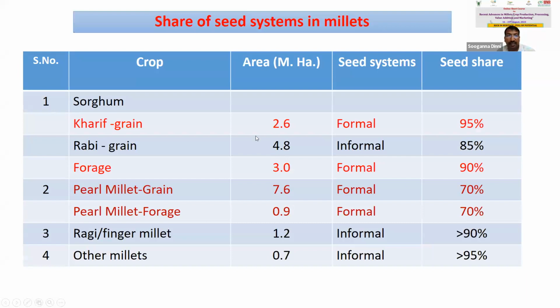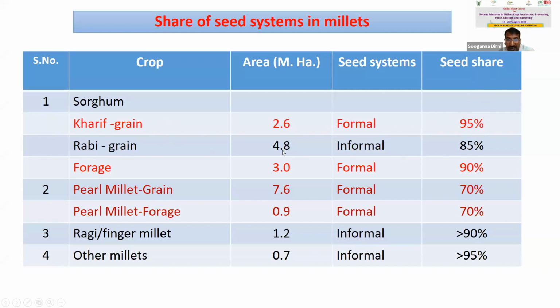Here, this is important, the share of seed system in millets. We have different categories, like sorghum, where we have different types: Kharif, Rabi and 4As. Here the area under acreage and the seed system that exists, the seed share, is in percentage. For sorghum Kharif grain, the area is 2.6 million hectare. In Kharif, the seed system that mainly exists is the formal seed system, and it is 95% because it is dominated by the hybrids.